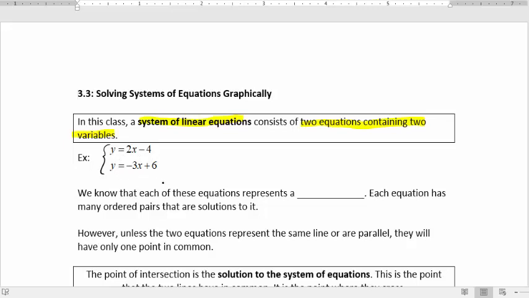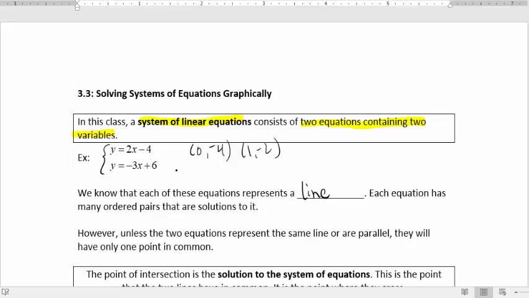So if we look at these two equations individually, y equals 2x minus 4 and y equals negative 3x plus 6, we can see that each of those equations, if we graphed it, would be a line, right? And then each equation is going to have many ordered pairs that are solutions to it. So for example, like the top line, the y-intercept is (0, -4). So (0, -4) is a solution to it. And then if I plug in 1, I get -2. So (1, -2) is another solution to it.